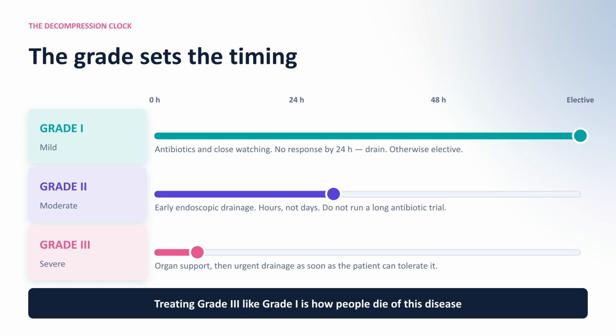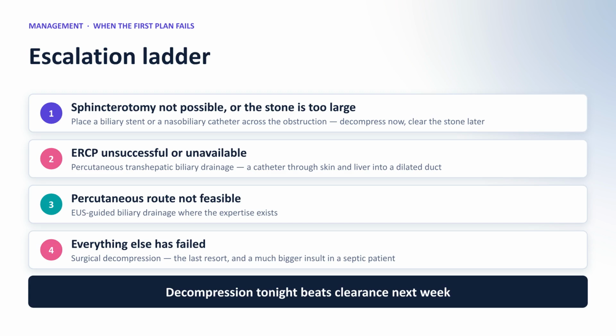The mistake to avoid is treating grade 3 like grade 1. Waiting to see whether antibiotics work in a patient on a vasopressor is how people die of this disease. What if ERCP cannot finish the job? If a sphincterotomy cannot be performed, or the stone is simply too large to extract in that sitting, you can still decompress.